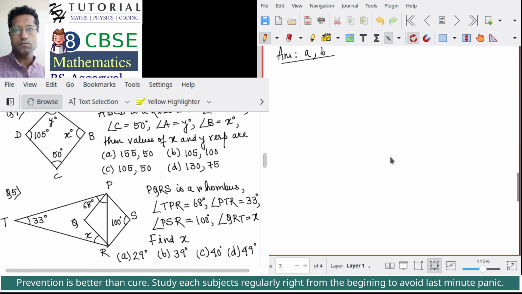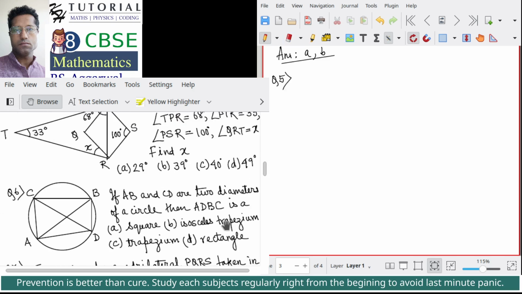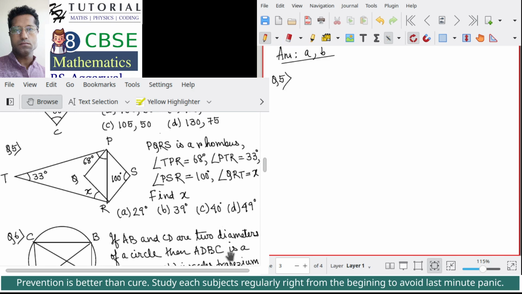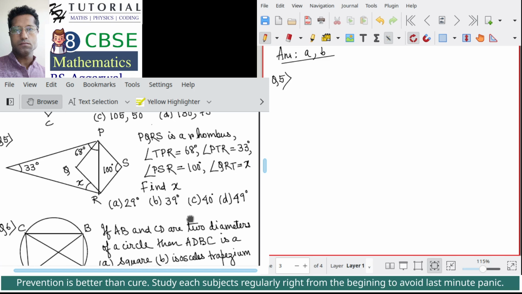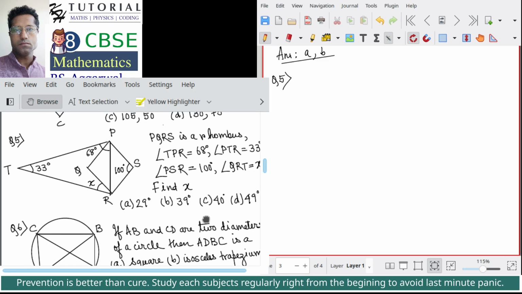Question number 5. PQRS is a rhombus. So we have the diagonal PR, and there is a point T connecting P and R. Angle TPR is 68 degrees. Angle PTR is 33 degrees. Angle PSR is 100 degrees. Angle QRT is x degrees. Find x. So from this diagram we have to find x.